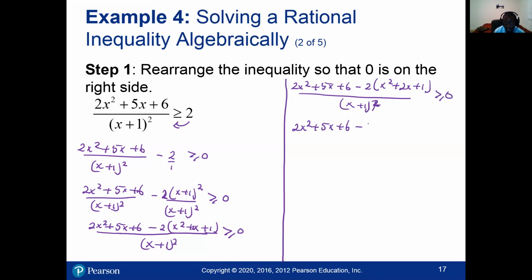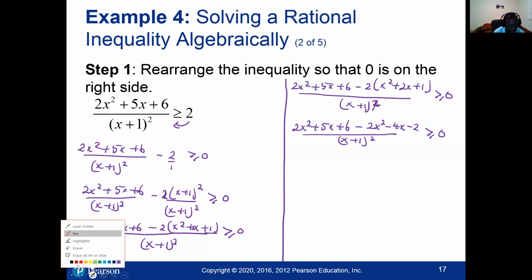And then we got minus 2x squared minus 2 times 2x, which will be minus 4x. And then that is minus 2 divided by x plus 1 all squared greater than or equal to 0. Now some of the terms will cancel out.